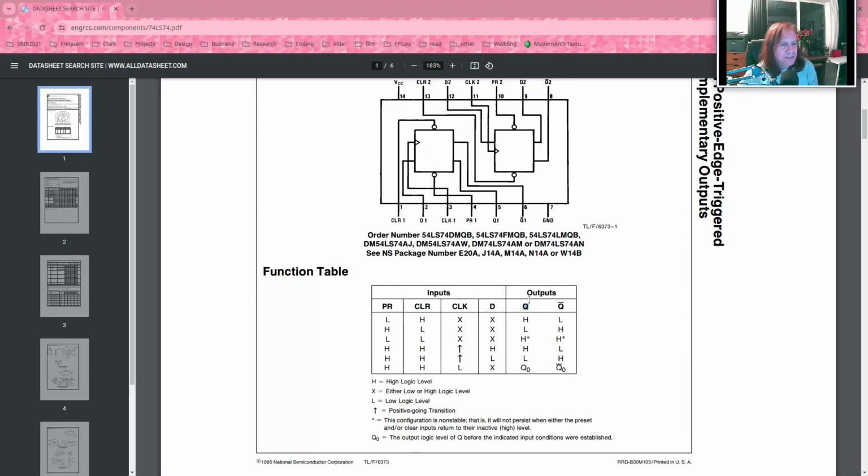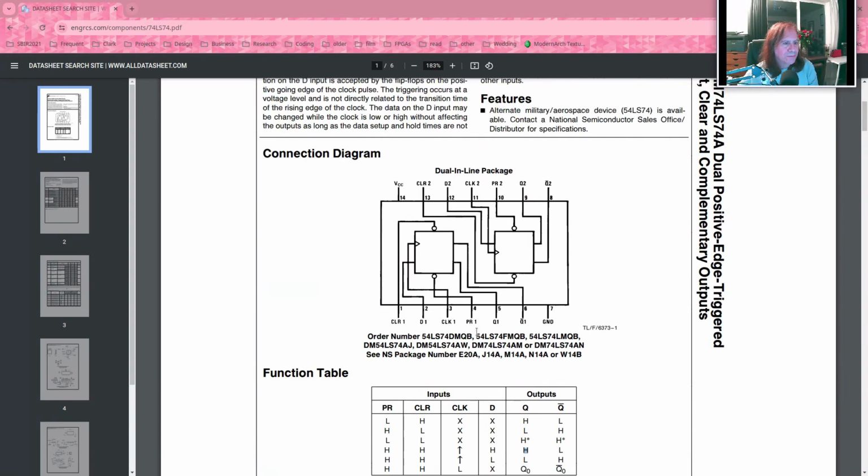So here they're using Q to say what will happen after the clock tick. And here they're saying, or at the next moment in time, and here they're saying Q0 is the previous moment. Right? Q0 is the output logic level of Q before the indicated input conditions were established. So this is a way of saying Q doesn't change, Q bar doesn't change, right? Because the clock is low. And the same thing happens if the clock is high. Again, it's only the transition that causes Q to change and follow the D input.